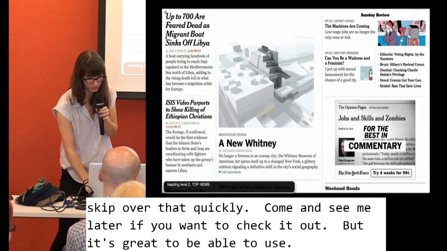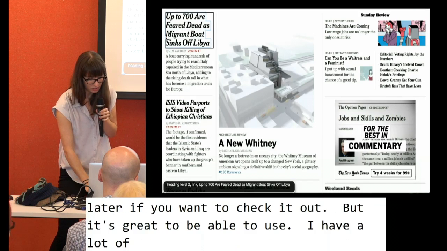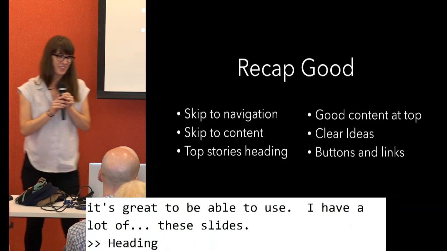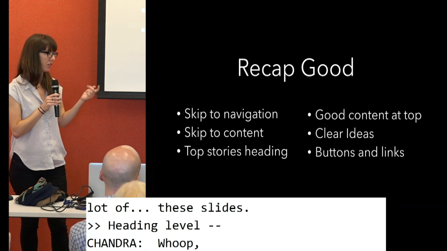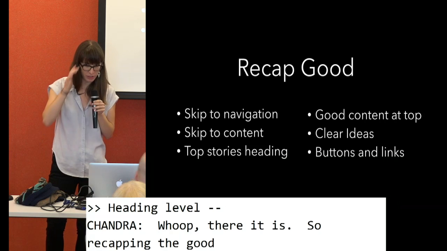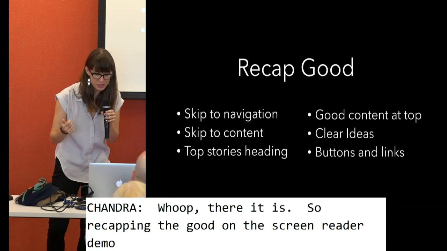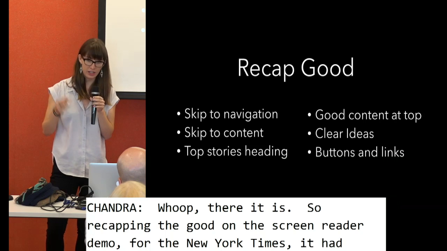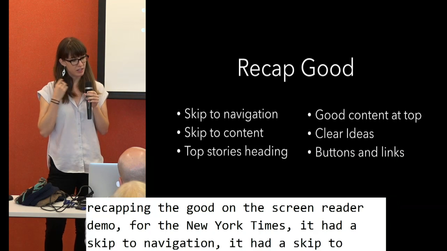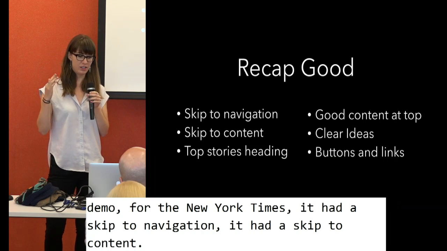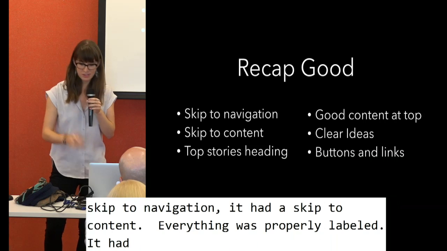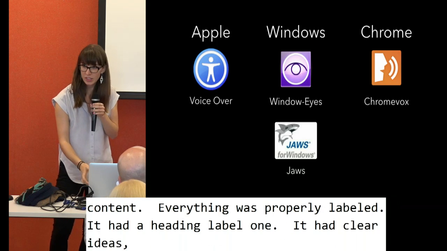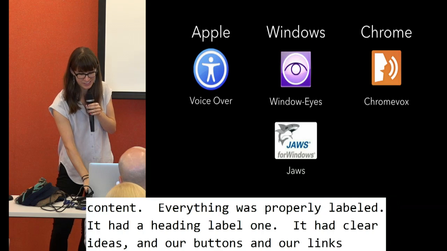I have a lot of these slides. Heading level. Oh, there it is. So recapping the good on the screen reader demo for the New York Times, it had a skip to navigation, it had a skip to content, had a top stories heading, everything was properly labeled, set heading level 1, and it had our clear ideas, our buttons, and our links all correctly labeled. Again, overviewing our screen readers.